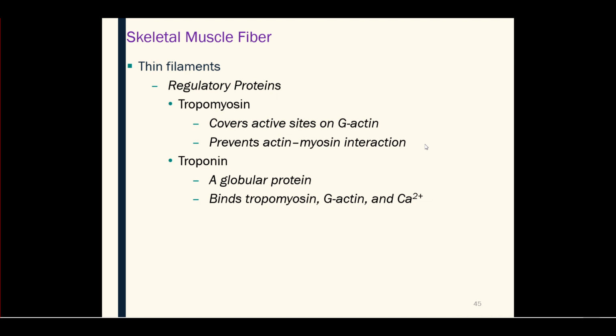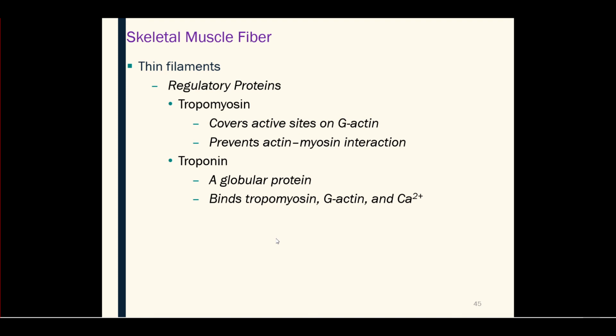Right, so that's what's happening. That tropomyosin is covering the active site. The troponin, or the troponin, however you want to pronounce it, this is a globular protein, right? It's actually attached to the tropomyosin. It's attached to the G-actin, and it has the site for this stuff here, the calcium. So if you just want to add a note, when the calcium binds to the troponin, it changes its shape, pulling the tropomyosin out of the way.